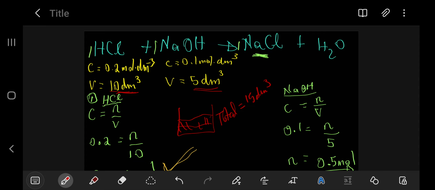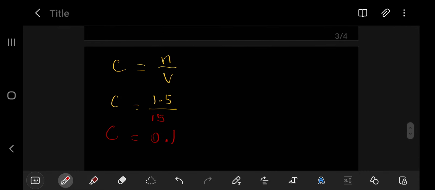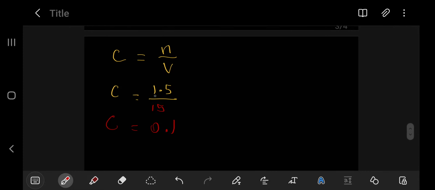Right, so that's for the concentration here. So we divide by 15 cubic decimeters, and the concentration would be 1.5 divided by 15, and that would be 0.1. And remember, this is the concentration of H plus, which is 0.1 mole per cubic decimeter.